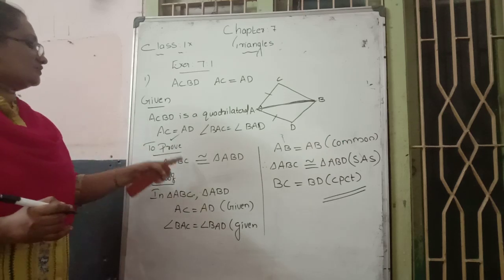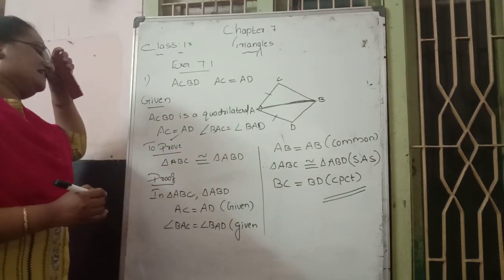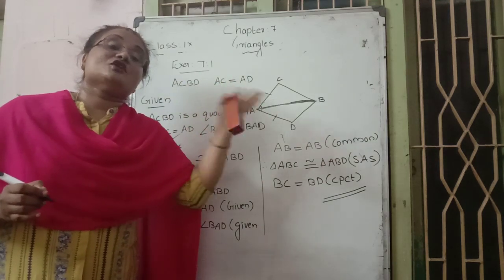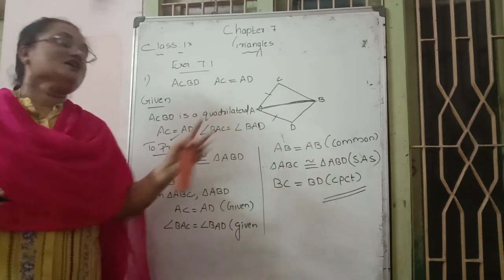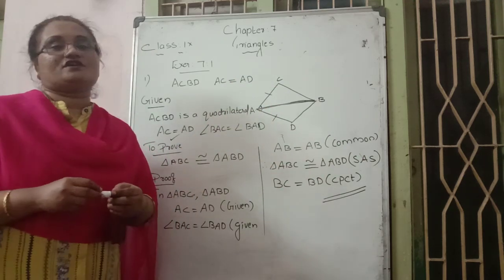That is the question they asked. So for the triangle case we can also write it. Lastly, they asked what we can say about BC and BD. That's why by CPCT we can say BC and BD are equal.